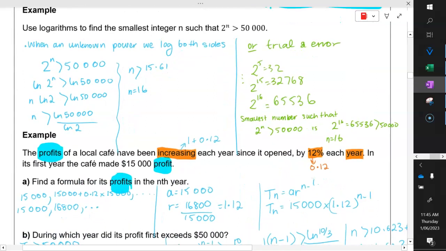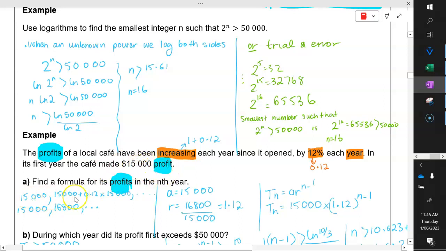Okay, let's have a look at the next one. I've got to think a little bit about this one. It says the profits of a local cafe have been increasing. So we want our values to be going up, and they're increasing each year since it's been opened by 12%. Now, 12% we write as 0.12 when we get rid of the percent. In the first year, the cafe made $15,000 profit.